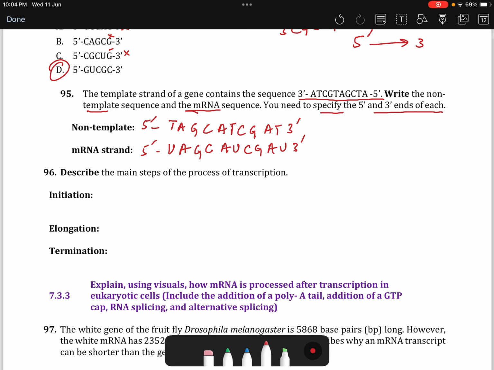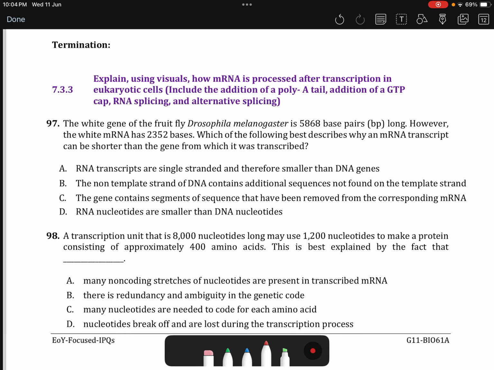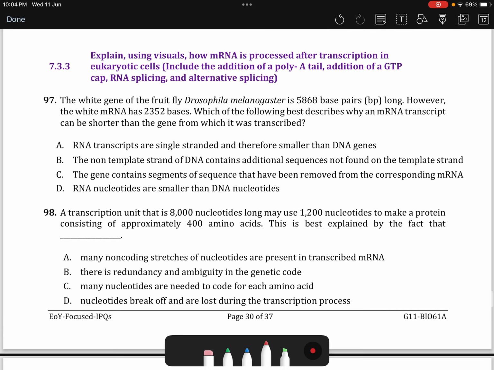Describe the main steps of the transcription. So we discussed already. Initiation is a process in which RNA polymerase binds to the promoter region. Okay, it causes the unwinding and then finds the promoter region to bind over there to start the transcription. Elongation is when RNA polymerase elongates by adding the new nucleotides, and termination is when the terminators cause the detachment of the RNA polymerase to end transcription.